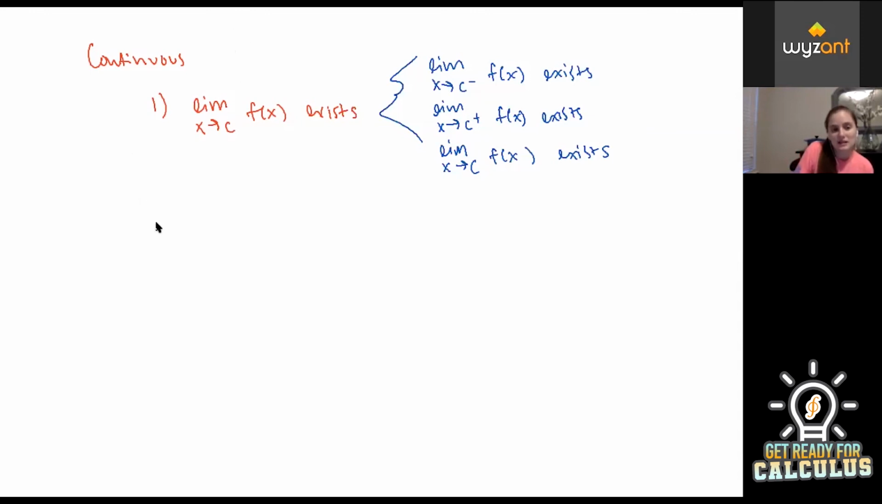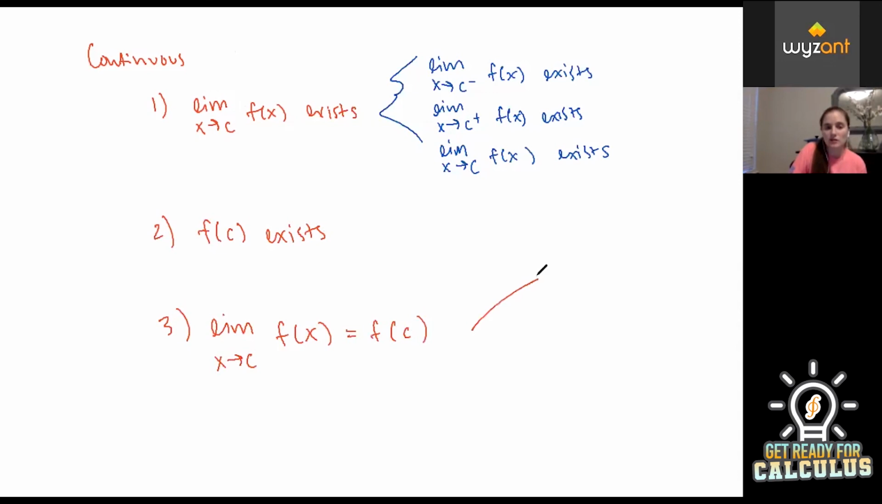The second tenet is that f of c has to exist. So that means it actually has to be filled in somewhere. You can't just have a hole. And if both of those things are true, they also have to be equal to each other in order for it to be continuous. Has to equal f of c. So basically, the first one says that you have something that looks like this. You're approaching the same thing from either side. Second one says that you fill in a point somewhere, and doesn't really specify that you fill in the same point. And then 3 says that that point that you filled in has to be where that hole was.